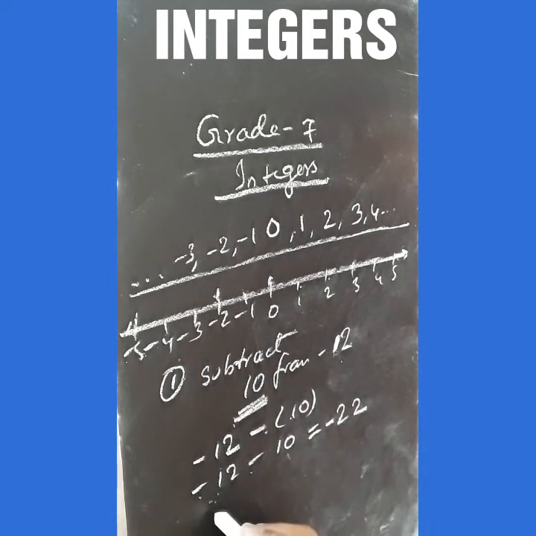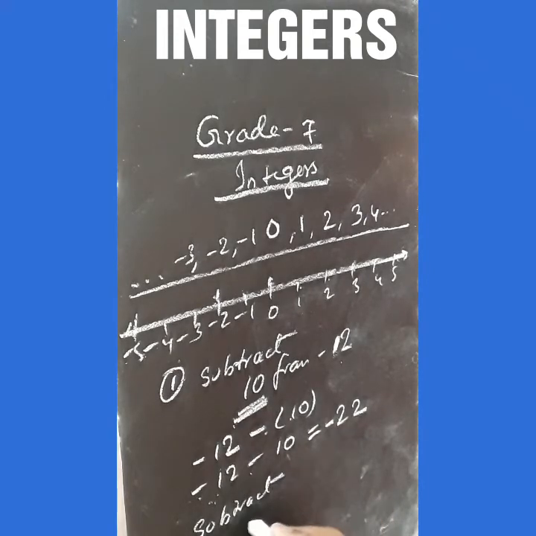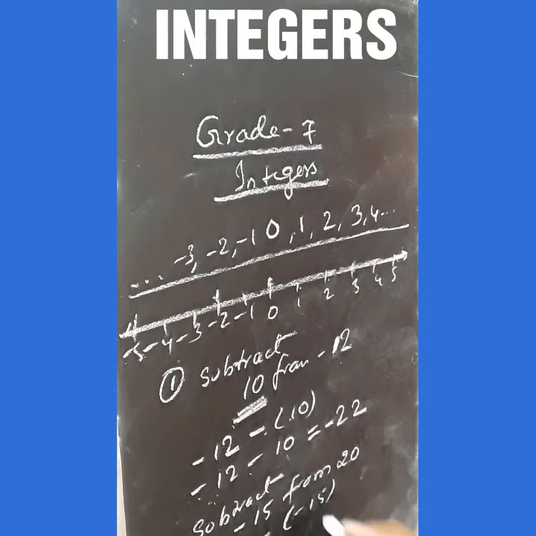Suppose we have to subtract minus 15 from 20. We will write 20 minus minus 15 here. Minus minus we get plus here, or we will change the sign of this. It will become 20 plus 15. Now we will follow the procedure of addition. Both are positive, both will be added. We get 35, put the plus sign here, or we may not put the plus sign here.